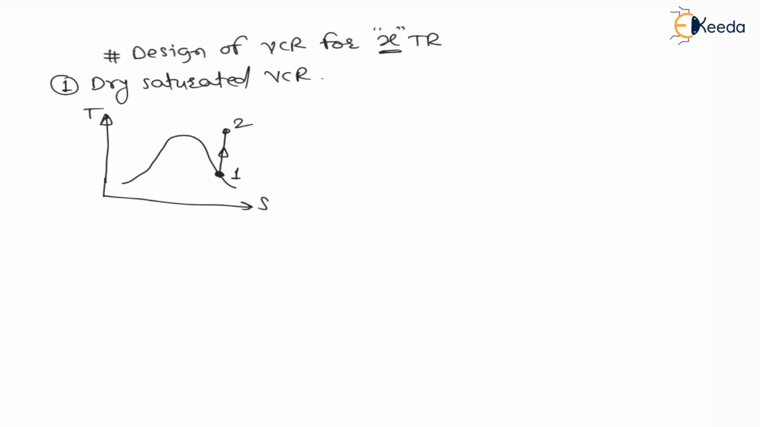2 to 3 is constant pressure heat rejection in the condenser. Therefore, here the process will be like this: 2 to 3 constant pressure heat rejection in the condenser, and after the condenser, the state of the vapor is completely saturated liquid. That is 3. 3 to 4 is throttling, isenthalpic expansion, and 4 to 1 is constant pressure heat absorption in the evaporator.